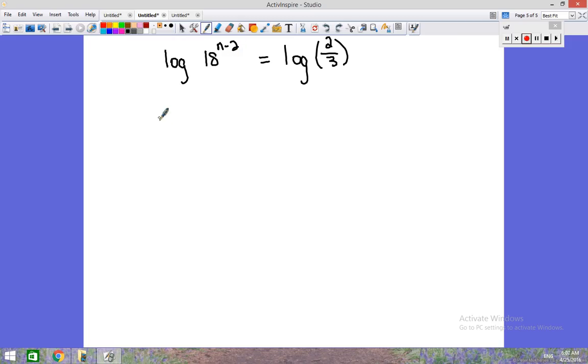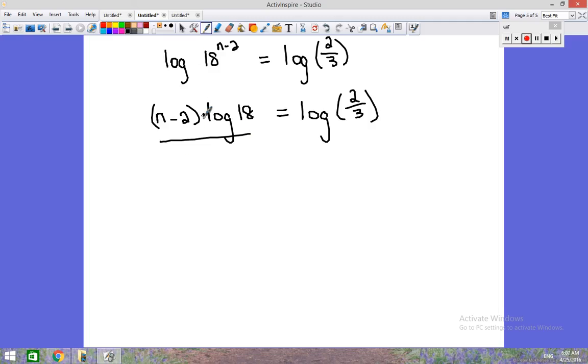The n minus 2, and I need parentheses around that because it's the entire exponent that gets pulled down, and it's now multiplication. This n minus 2 is one factor times the log of 18 is equal to the log of this fraction. So on the left hand side we have two factors. N minus 2 is a factor and log of 18 is a factor. We want to get the n minus 2 by itself. That factor contains a variable.